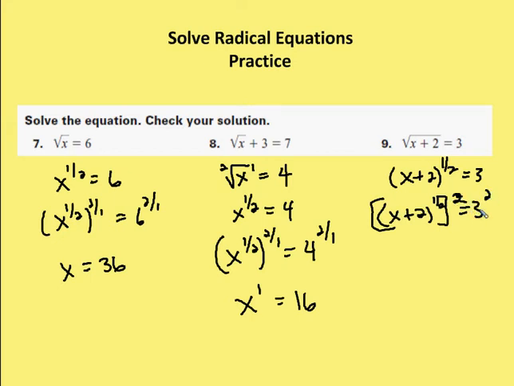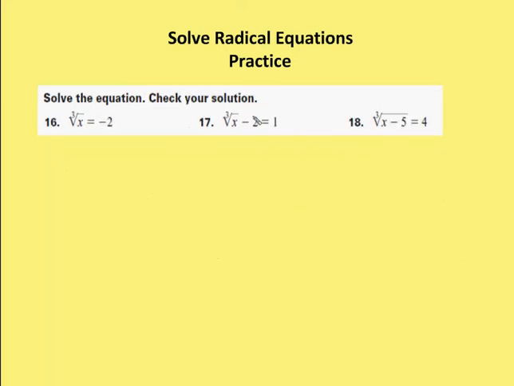So if I square the left-hand side, I have to square the right-hand side as well to make sure that I maintain the equality between the two equations. I'm left with x plus 2 is equal to 9. 3 squared is equal to 9. Subtract 2 from both sides, and I'm left with x is equal to 7.